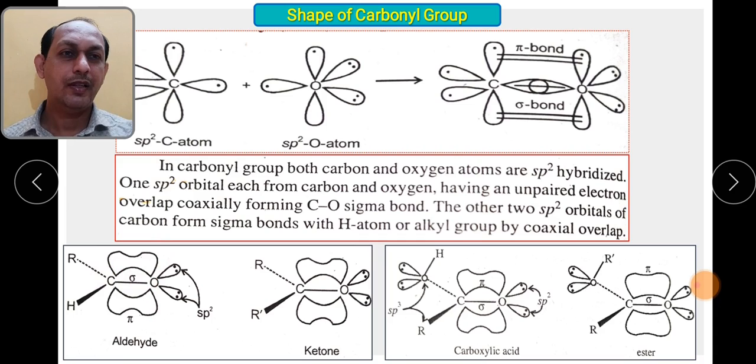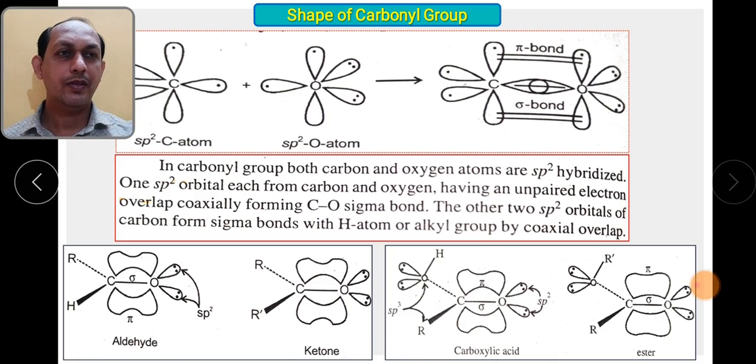The same is the case with the carboxylic acid. What is the structure of the acid? R, C double bond O, O, H. So this is also sp2 hybridized. This oxygen is sp3 hybridized, this carbon is sp2 hybridized. The lateral overlap will form the pi bond, and the axial overlap of sp2 of carbon and sp2 of oxygen will form the sigma bond. The same is the case with the esters also. So remember, the carbonyl group is always a good example of sp2 hybridized carbon and oxygen.